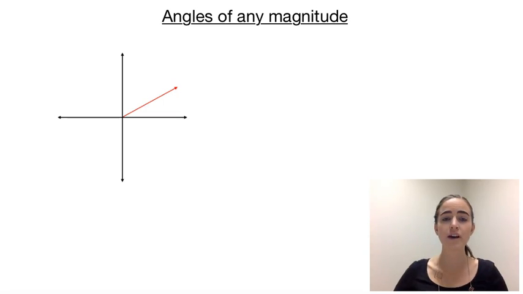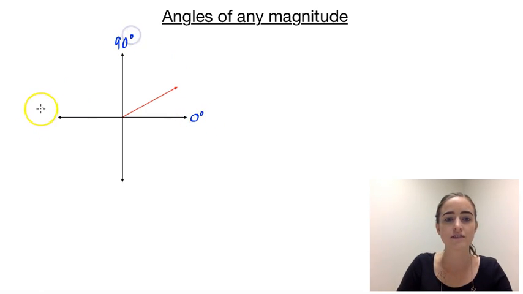In this video, I want to have a look at angles of any magnitude. So when we're measuring angles on our number plane, we start here at 0 degrees and we move in an anti-clockwise direction. So this is 0 degrees, we've got 90 degrees, 180 degrees, 270, and if we come back around, we'd end up back at 360 degrees.